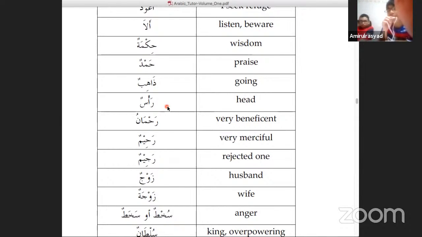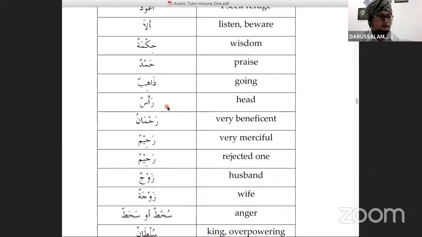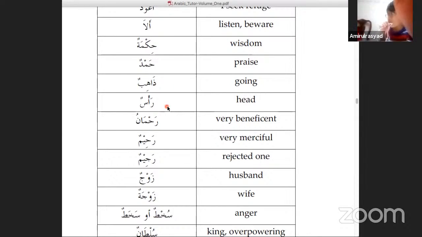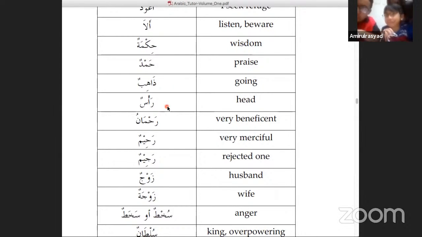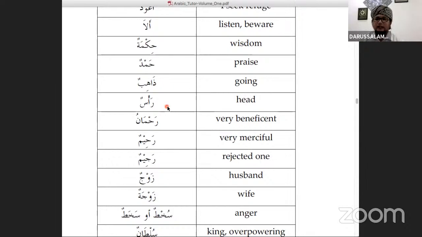Apa dia? Nampak antum berdua? Nampak? Nampak antum berdua. Mana? Oh ni. Bertiga. Nampak bertiga sekarang. Okay, cepat.